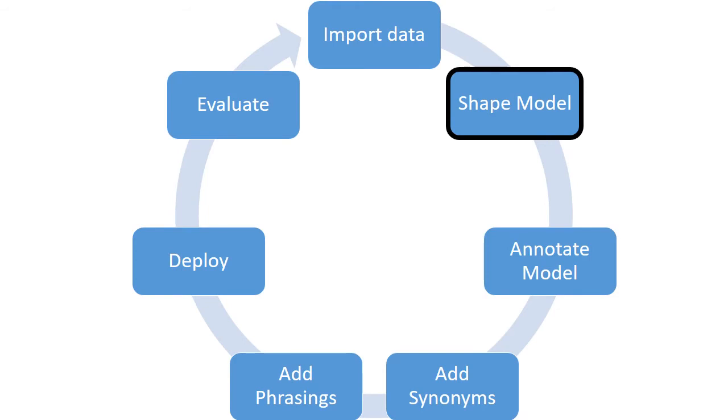Last time, I gave you a sense of the kinds of things that Q&A is capable of understanding without much effort on your part, but also the sorts of things that can go wrong if you simply import your data and do not optimize your model. This time, I'm going to show you some of those things that you can do for optimization. In particular, model shaping.